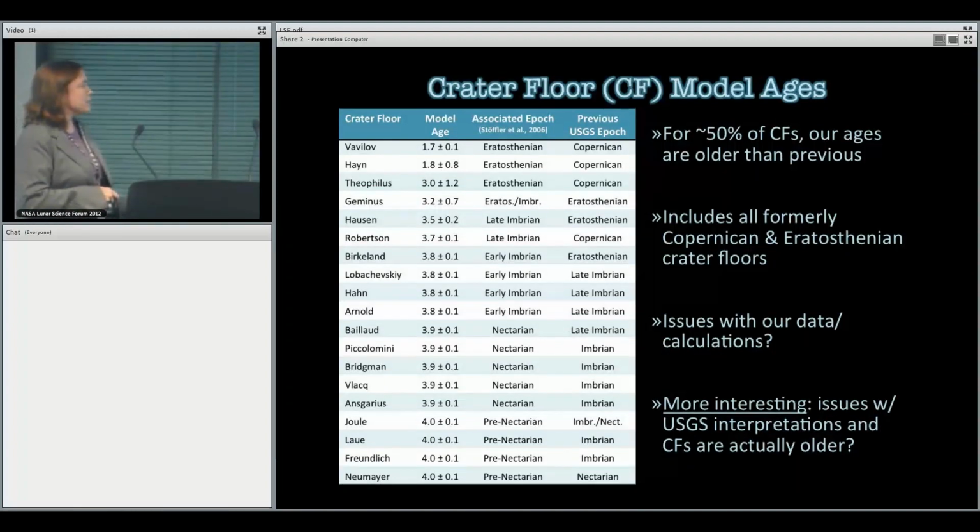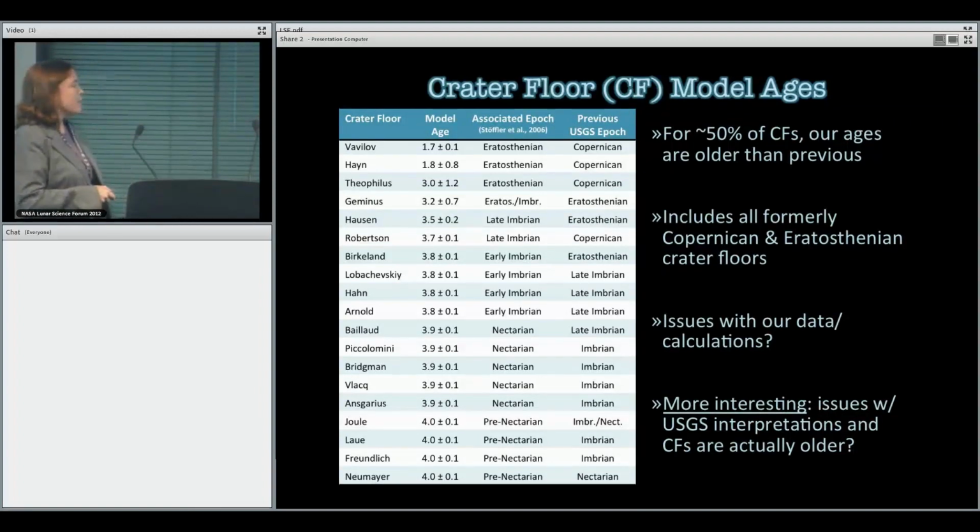So one possibility is, of course, that there are issues with our data and calculations, and that even most recently, these boundaries are still not definitively defined. There's still debate upon where these boundaries fall age-wise. And chronologies are still being refined, so our data may have some small error as well from that.